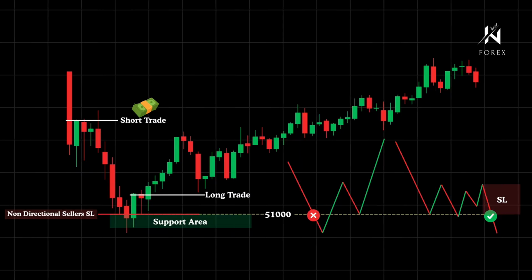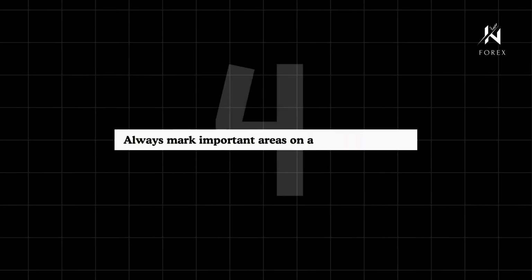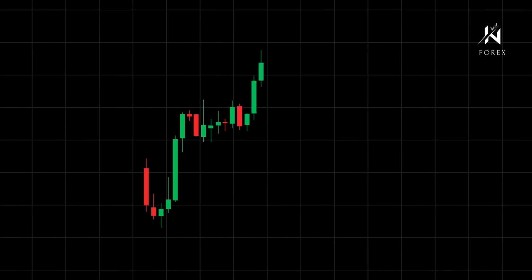Number 4. Always mark important areas on a larger time frame. This is the 5-minute time frame chart of Bank Nifty.